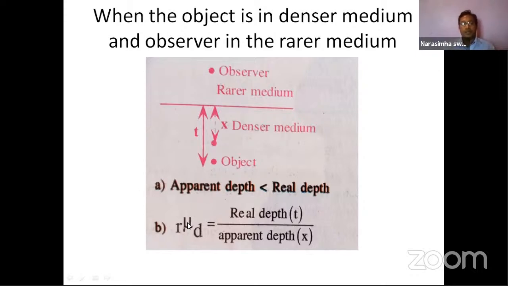So the refractive index of the denser medium with respect to the rarer medium is equal to real depth by apparent depth. The original depth is something, and the apparent depth is something, meaning what we originally have and what we are able to see. So that ratio gives the refractive index of the particular medium with respect to the rarer.